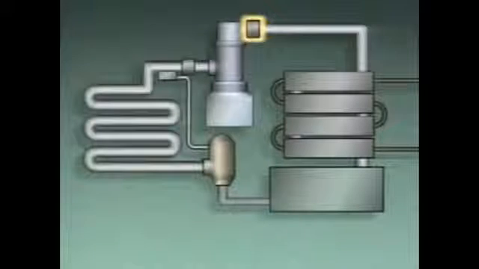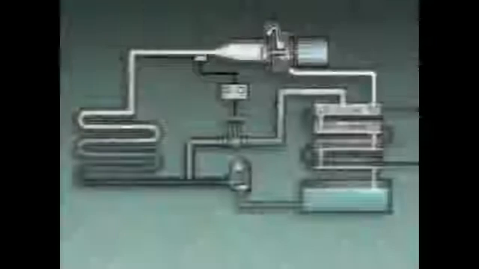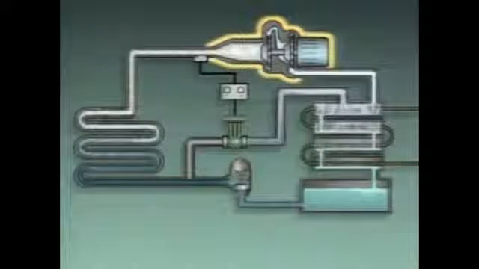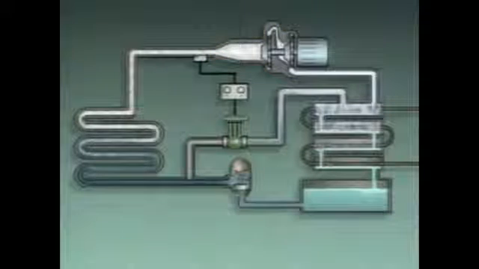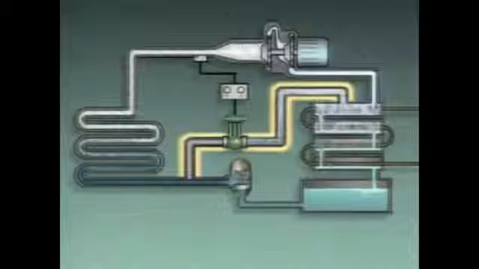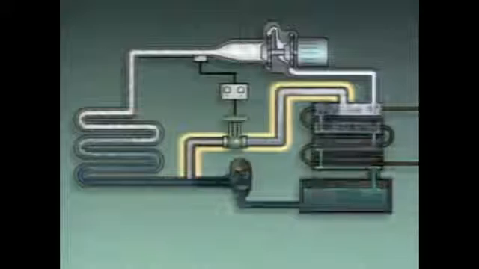The high-pressure cutout switch prevents the compressor from overpressurizing the system. In systems with centrifugal compressors, the compressor runs continuously, and there may be additional components to maintain the desired values. For example, in this system, a bypass line routes some of the refrigerant around part of the condenser, the receiver, and the expansion valve.